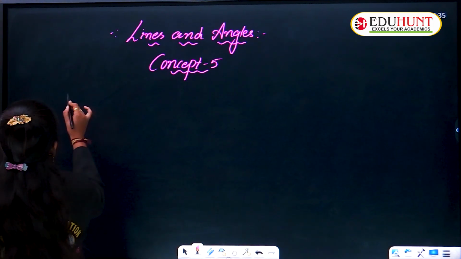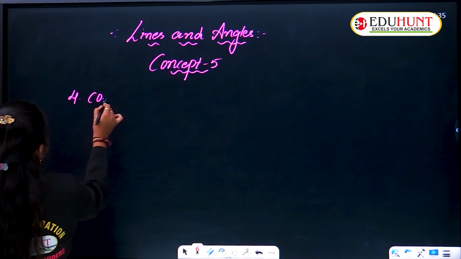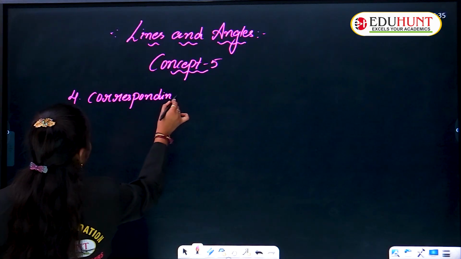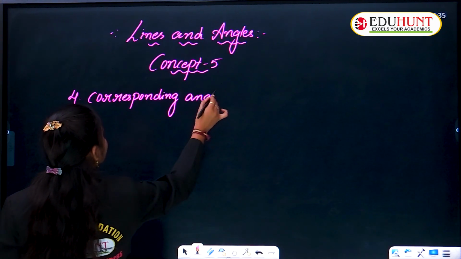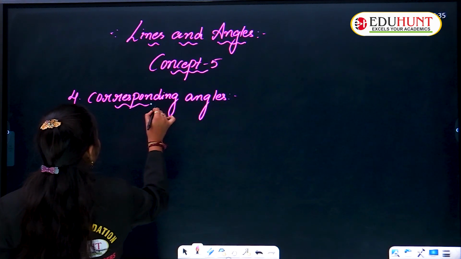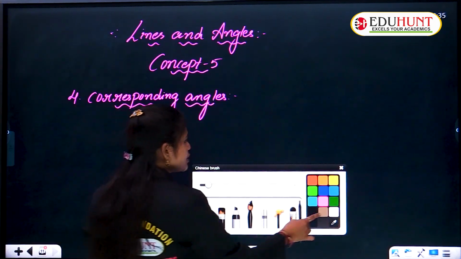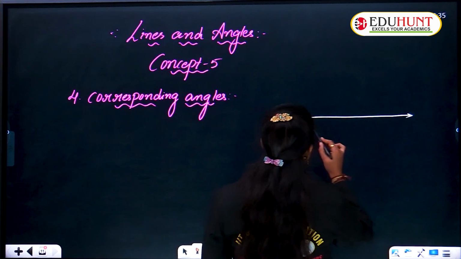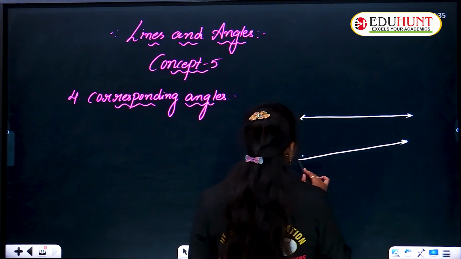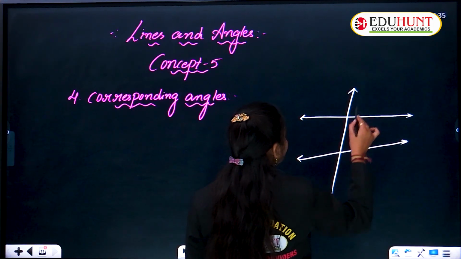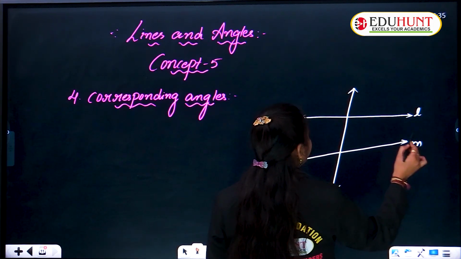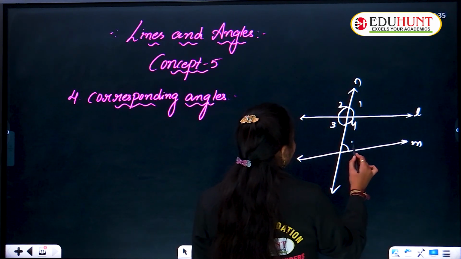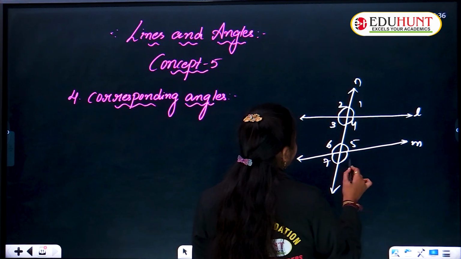Now see, another type is corresponding angles. Okay ma? Corresponding angles means what? Here also some properties are there. So what are the properties? First, say what the diagram is here. L, M, N is a transversal. 1, 2, 3, 4, 5, 6, 7, 8.